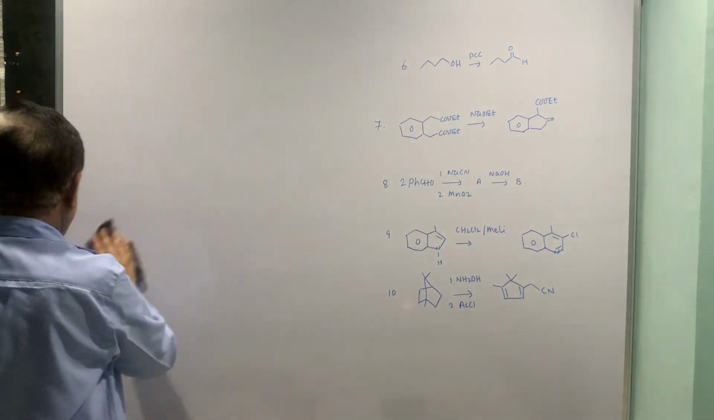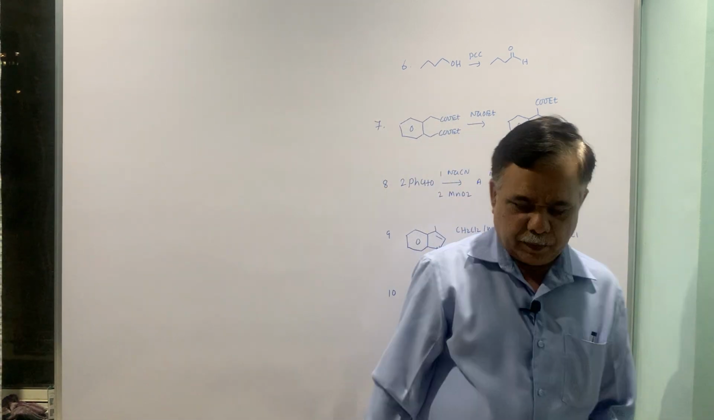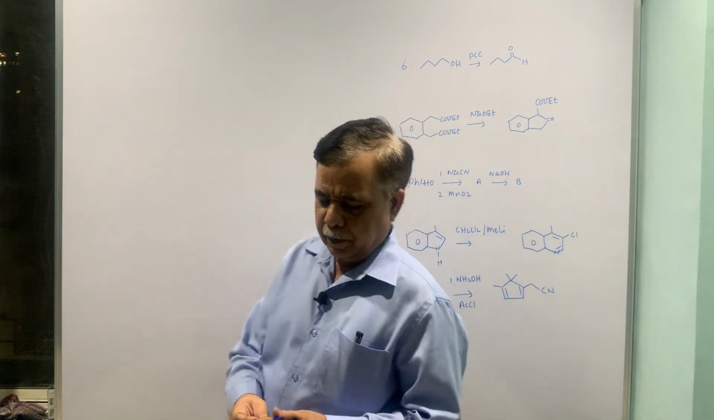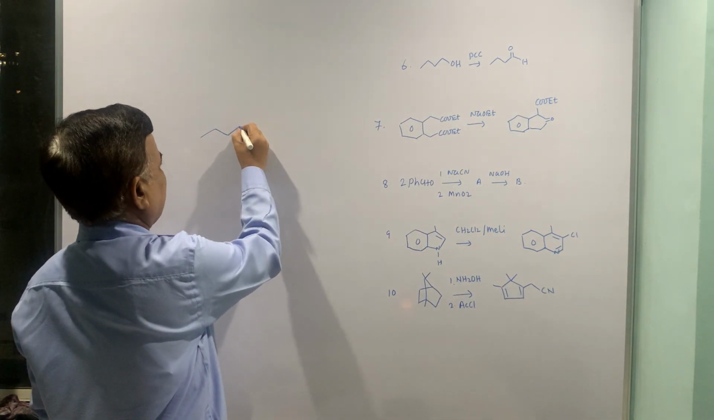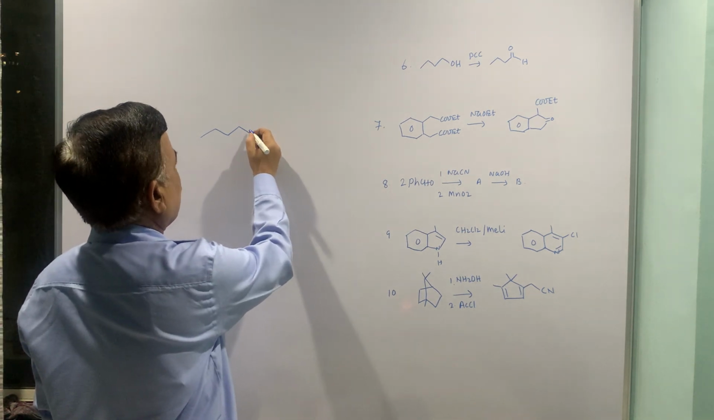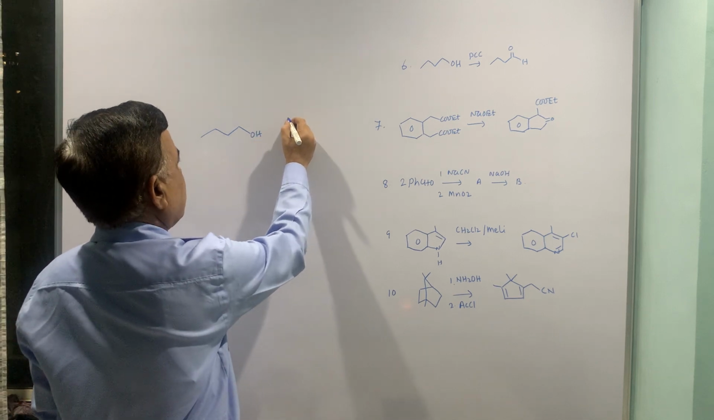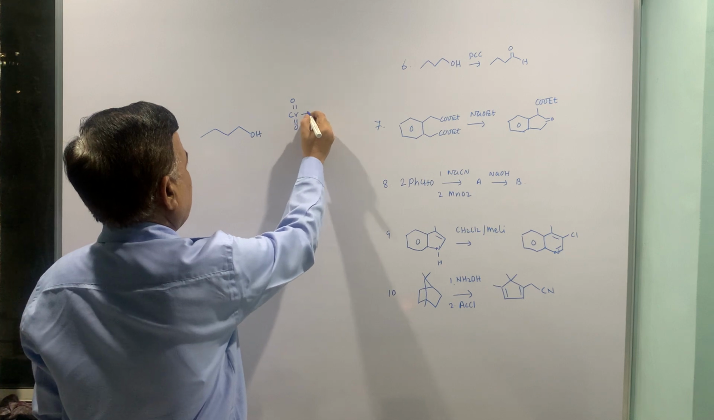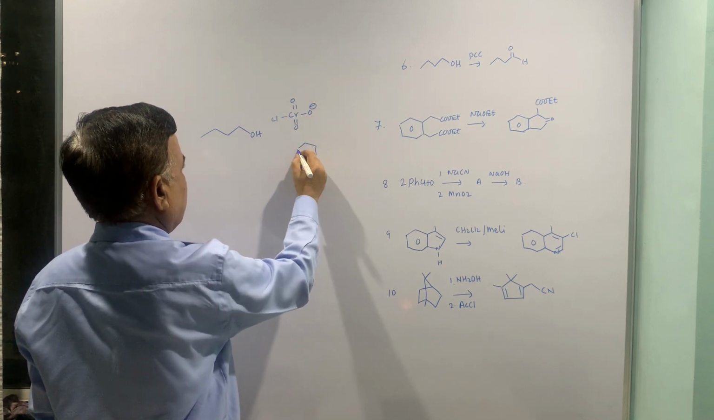Now the sixth example for today, PCC. Okay, PCC 1, 2, 3, 4, and then it is alcohol. PCC, pyridinium chlorochromate, you can write different ways. I will just put it.